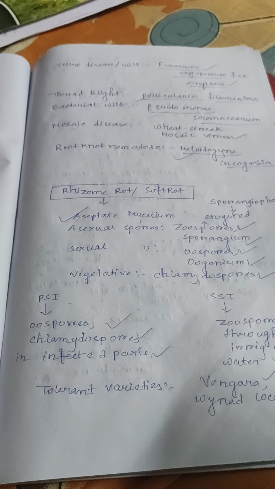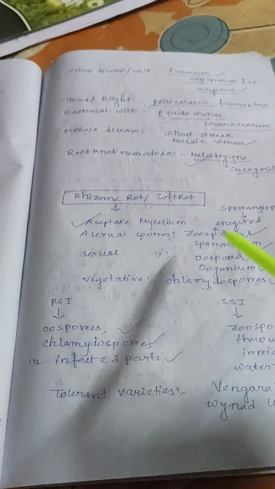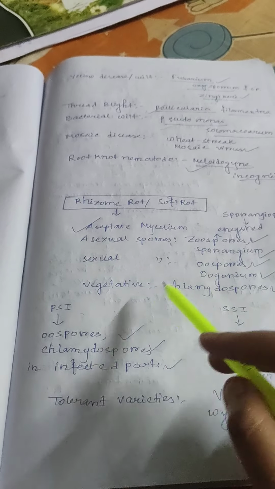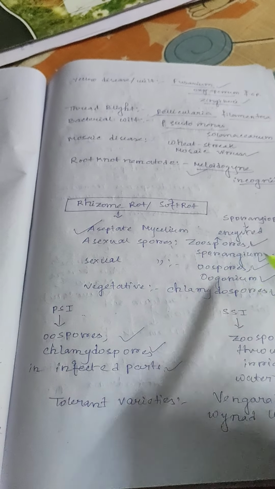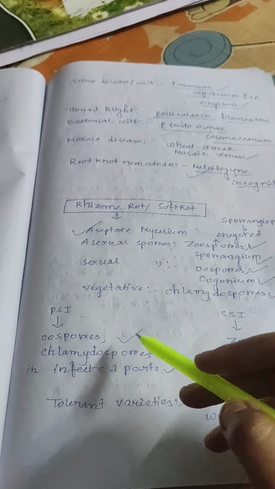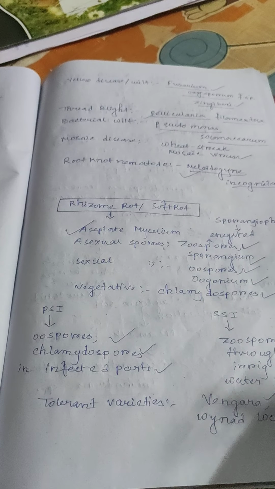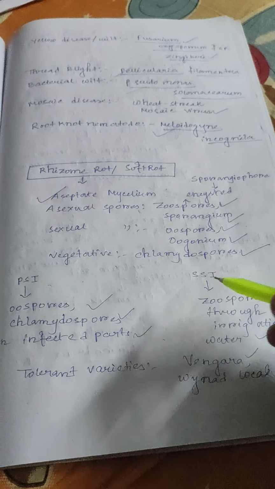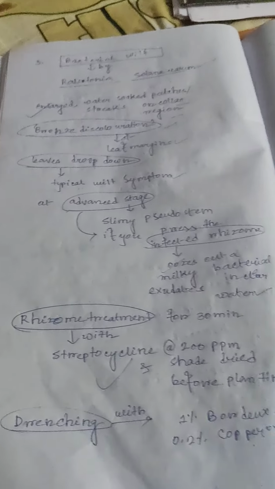Tolerant varieties: Vengara and Vinard local. Rhizome rot or soft rot of ginger has aseptate mycelium. Sexual spores are oospores and oogonium, and vegetative spores are chlamydospores. Primary source of inoculum: oospores and chlamydospores in infected parts. Secondary source: zoospores through irrigation water. Tolerant varieties: Vengara and Vinard local of ginger.